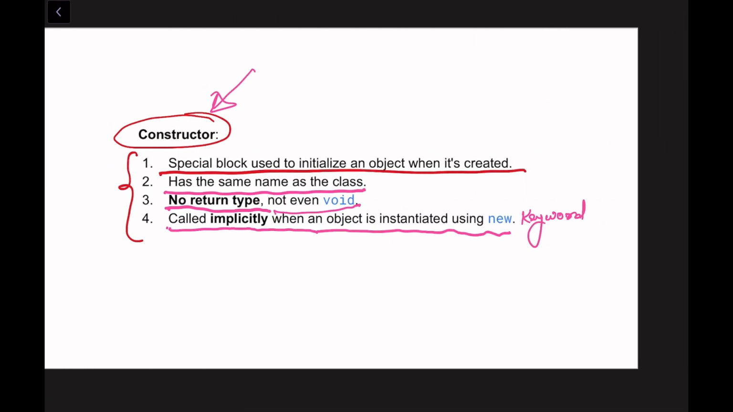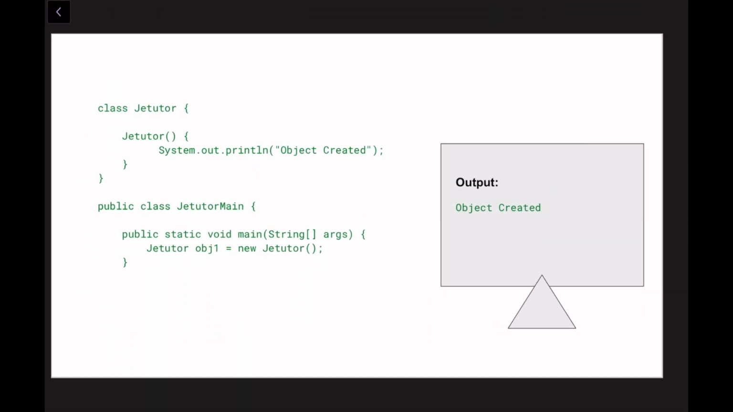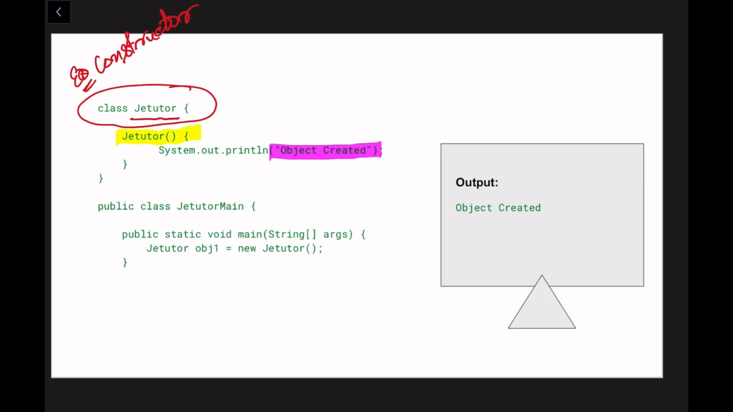Okay, let's see the second point. It is saying same name as the class name. Let's see the example related to the constructor. This is the example where you can clearly see there is a class. The class name is Tutor. This is the example of a constructor. Inside this class we have one method Tutor, and inside the method we have a System.out.println statement which is printing the object created. Let's check the main method.